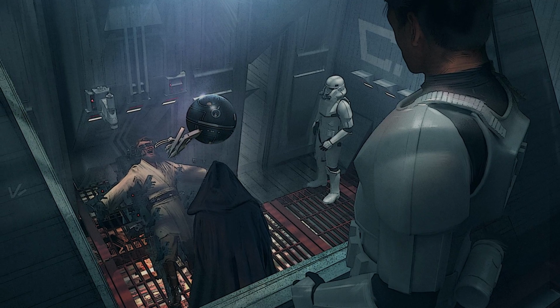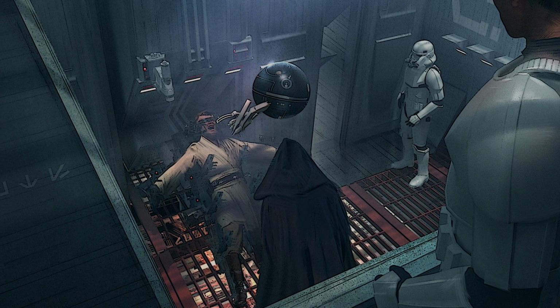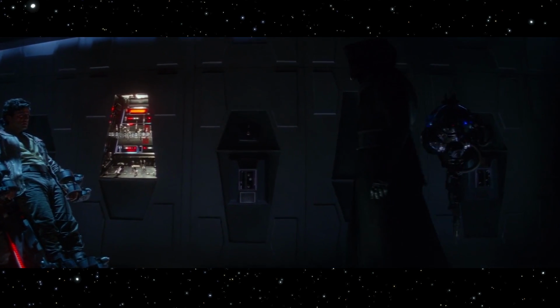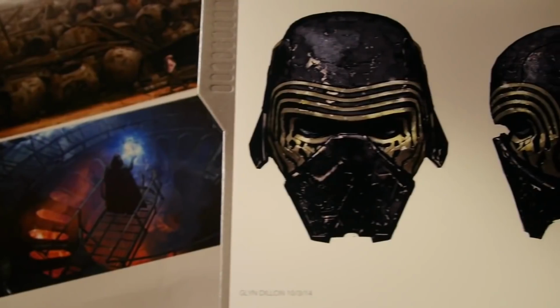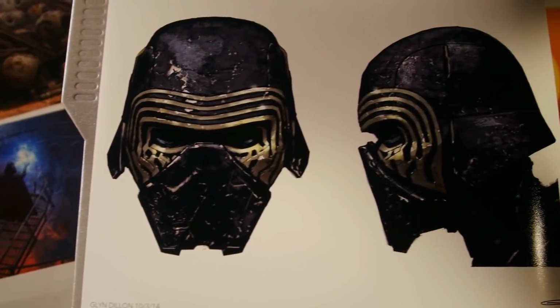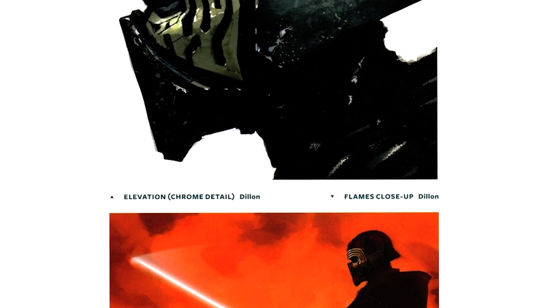The filmmakers also considered giving the Jedi Killer his own personal interrogation droid, which made it into The Force Awakens in a small way when Kylo Ren tortures Poe. Concept artist Glyn Dillon, who came up with the character's final design, said creating the look was like trying to land a helicopter on a penny, as it had to be evocative of Vader without referencing him too heavily.